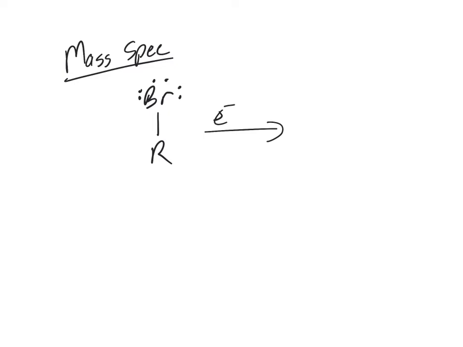So we're going to think about mass spec with a bromine, a molecule containing bromine. So I'm just putting R there to start off with, and we'll look at a specific example in a second. So the first thing that happens is that electron beam knocks one of the electrons from the bromine out from the lone pair. So you always look for lone pairs.